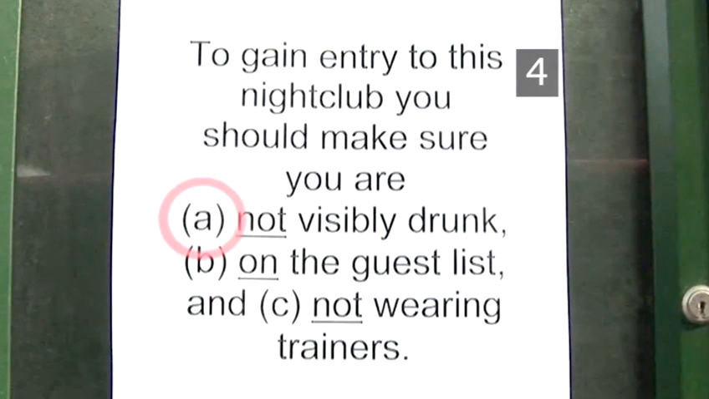Step 4. Listing. If you are writing a list and you want to use either numbers or letters to mark each separate point, they should appear in parentheses. To get into the club, you should make sure you are (A) not visibly drunk, (B) on the guest list, and (C) not wearing trainers.